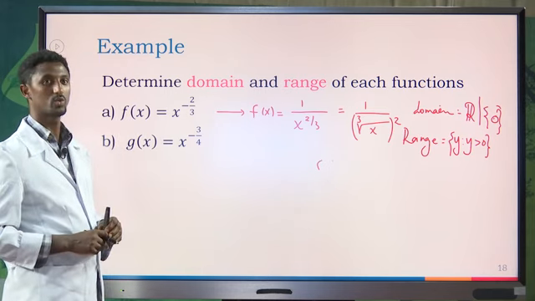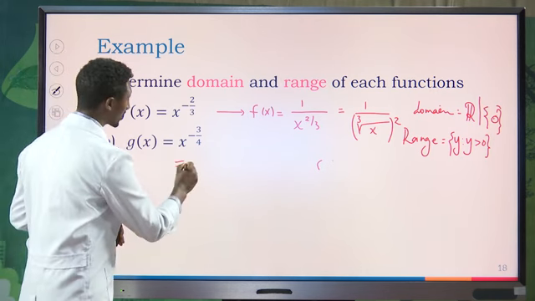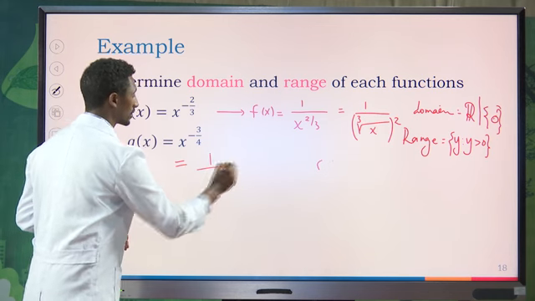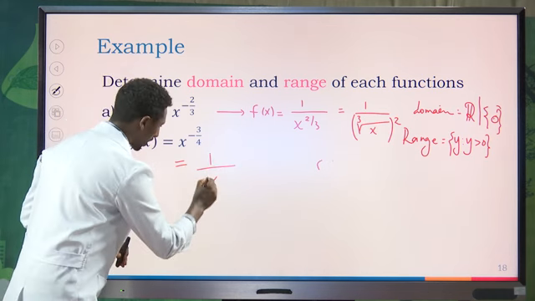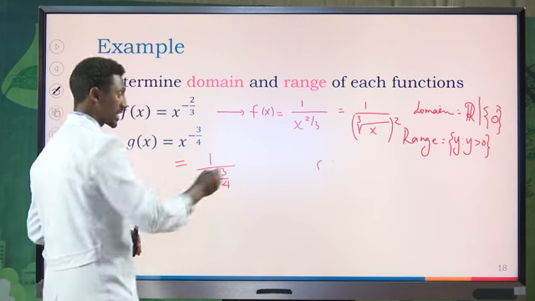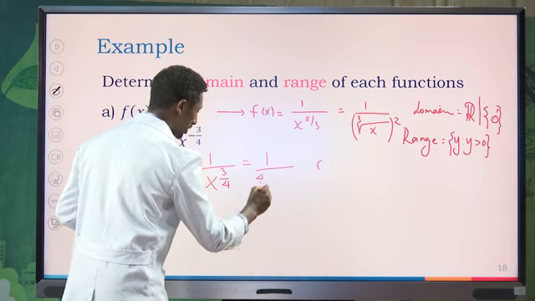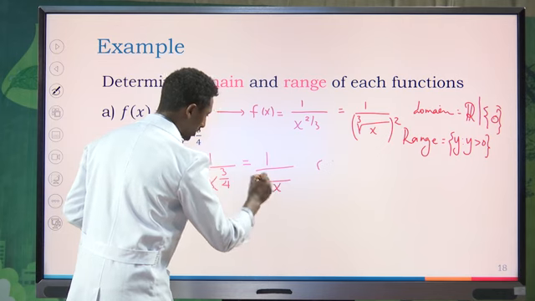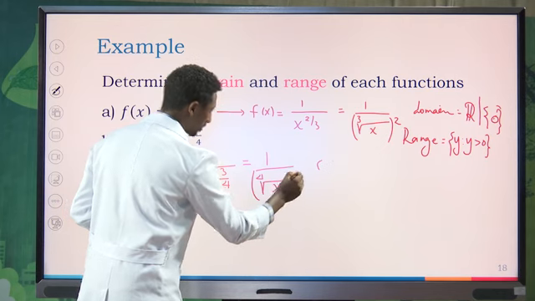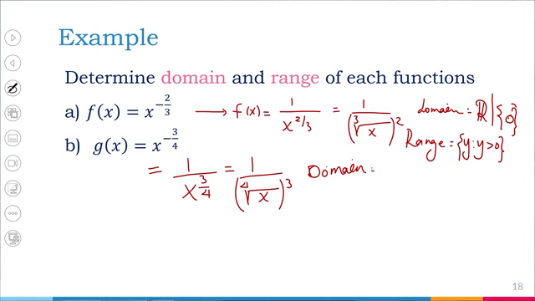Then similarly, let's determine the domain and range of this function. g of x equals x to the power of minus 3 over 4. In the same way, let's write 1 over x to the power of 3 over 4. And fractional exponents can be expressed in radical form: 1 over the fourth root of x, the whole cubed. Now, what is the domain of this function?